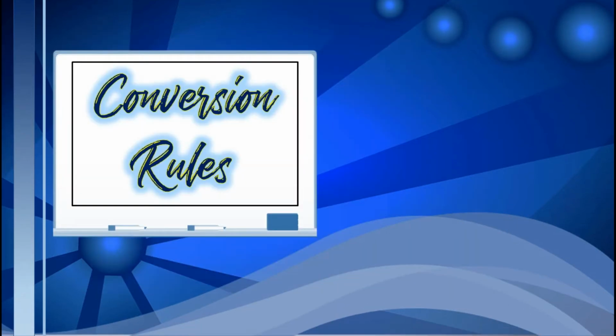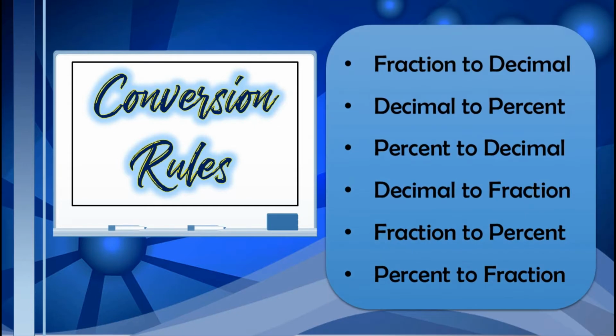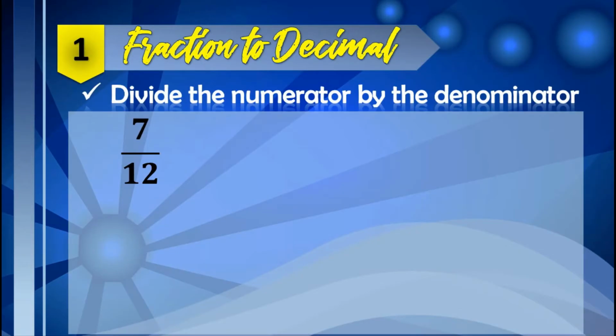Now let us have the following conversion rules. In this video, we will be having the following: first, fraction to decimal, decimal to percent, percent to decimal, decimal to fraction, fraction to percent, and percent to fraction. Let us discuss each conversion rule. First, we have fraction to decimal. To do this, we just have to divide the numerator by the denominator.